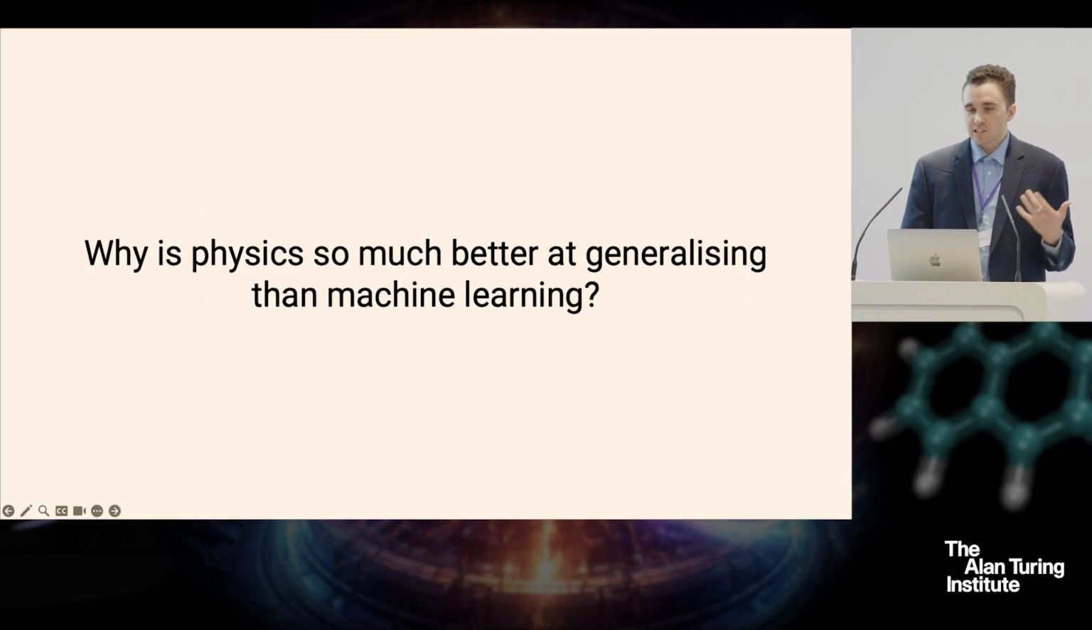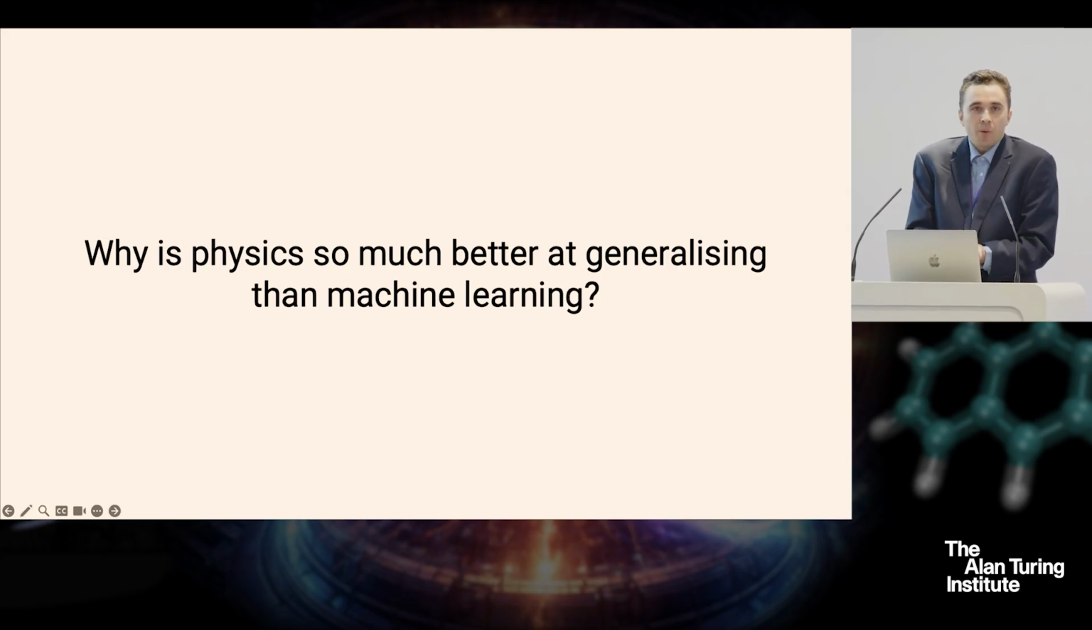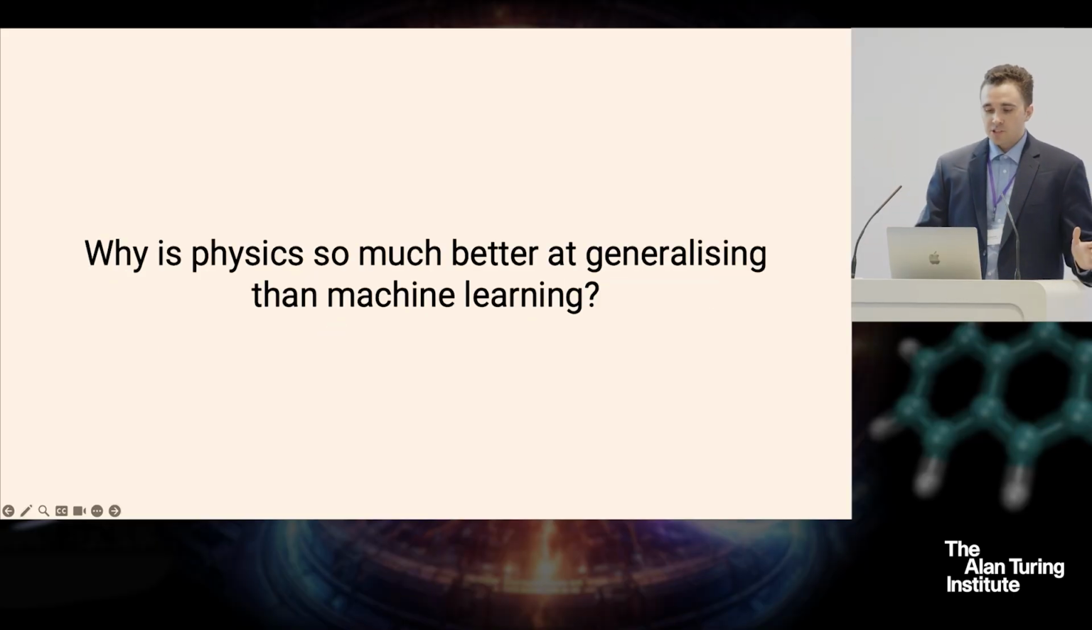And so this leads us to ask, why is physics so much better at generalizing than machine learning? It's not even close, right? It's orders of magnitude better generalization. And I think this is a very deep problem, and I'm not promising that I'm going to tell you the answer, but I have some ideas for how this could work.